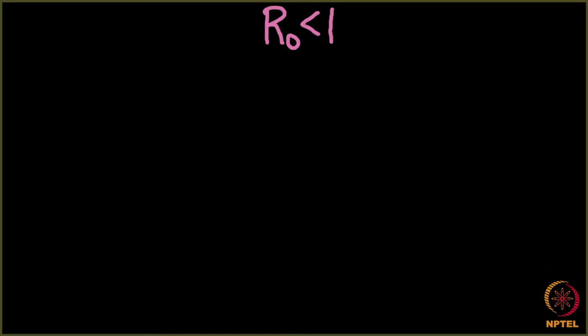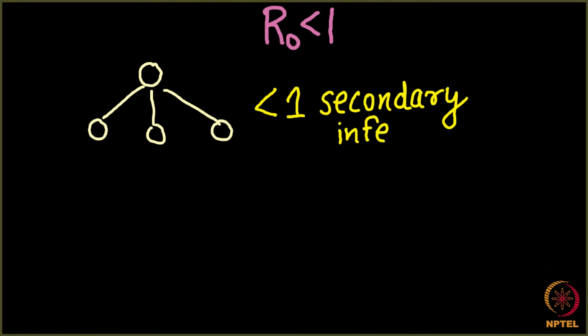And I tell you here that if this number R0 is less than 1, let's see what will happen. Recall what is R0? R0 is nothing but P into K, that is the number of secondary infections. If R0 is less than 1, what happens? There are less than 1 secondary infections. If you look at this node over here, it creates less than 1 secondary infection. What does that mean? It is unable to infect even one person here. You see, the disease dies away here itself.